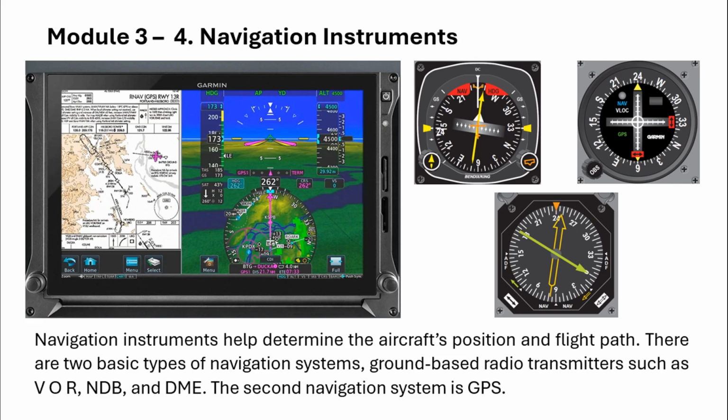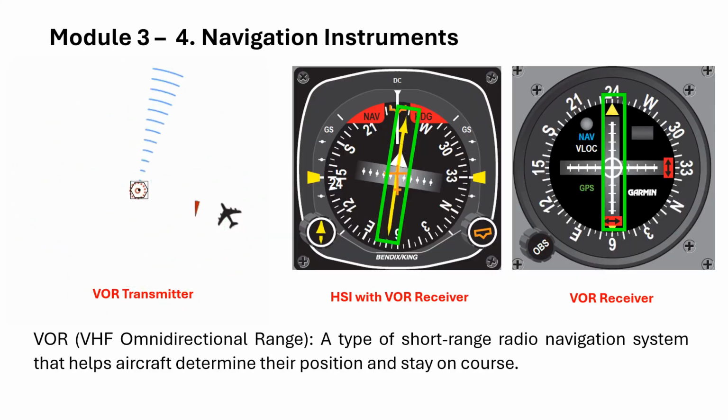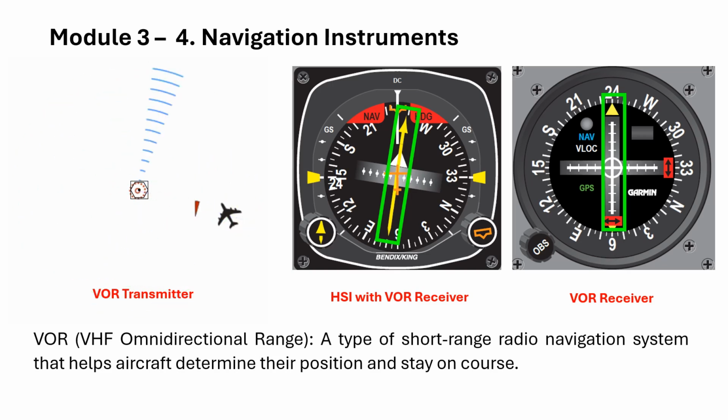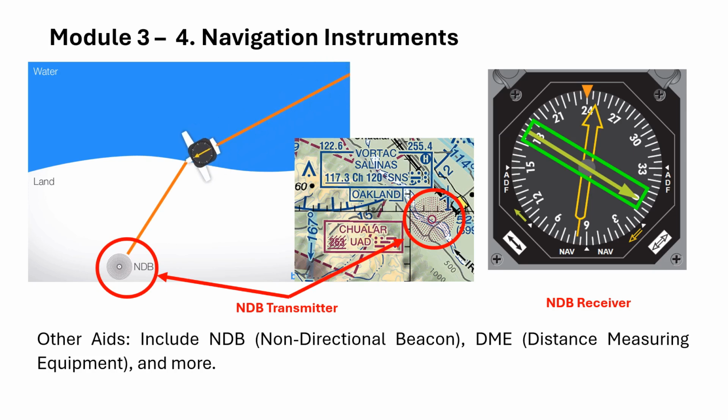4. Navigation instruments. Navigation instruments help determine the aircraft's position and flight path. There are two basic types of navigation systems: ground-based radio transmitters such as VOR, NDB, and DME, and GPS. VOR, VHF omnidirectional range, is a type of short-range radio navigation system that helps aircraft determine their position and stay on course. Other aids include NDB, non-directional beacon, DME, distance measuring equipment, and more.